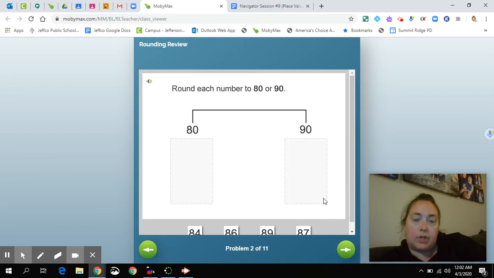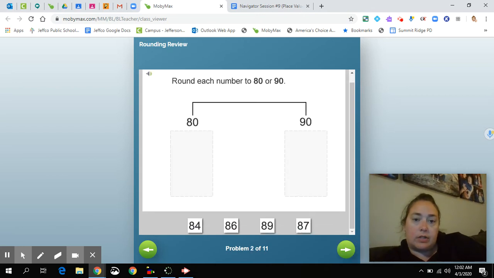Got it, right? And so we're going to round these numbers on the bottom to either 80 or 90 based on how they would round. So when I think about 84 on the number line, 85 is smack dab in the middle. 84 would be to the left of that. So this is going to go closer to 80.